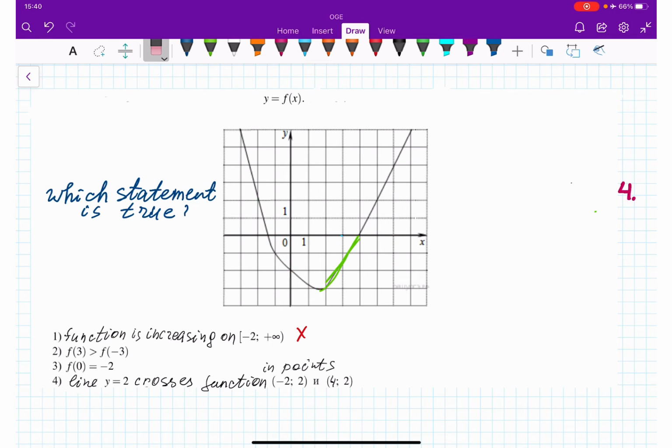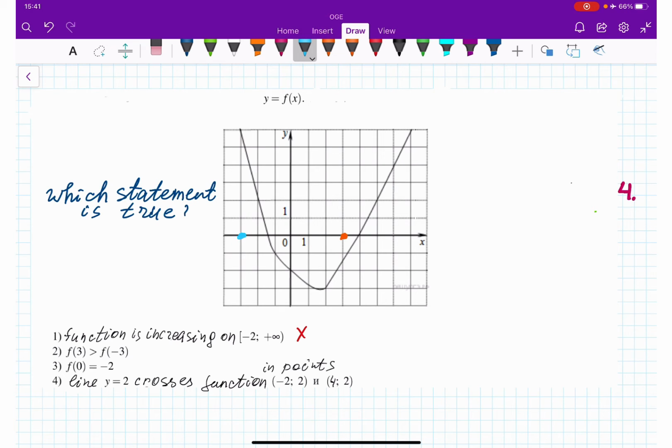Okay. Next. It says f of 3 greater than f of -3. Let's find question number 2. F of 3, where is my f of 3? 1, 2, this is 3, right? +3. And here is 1, 2, 3, this is -3.